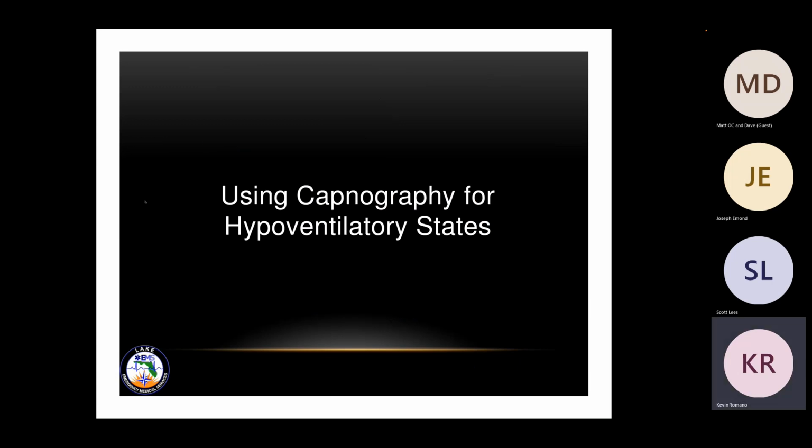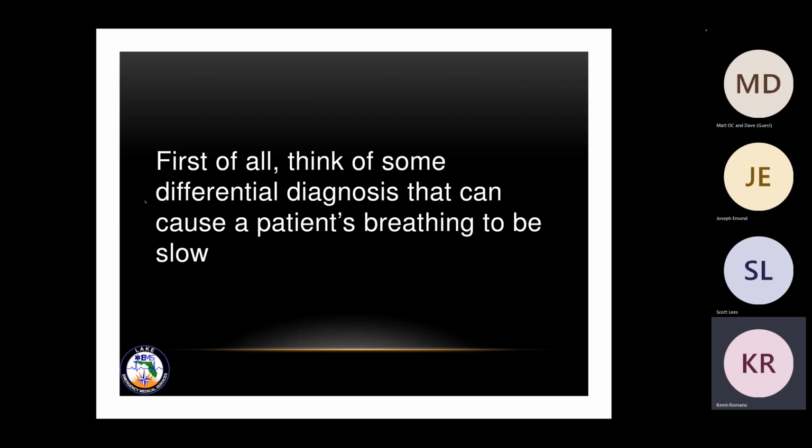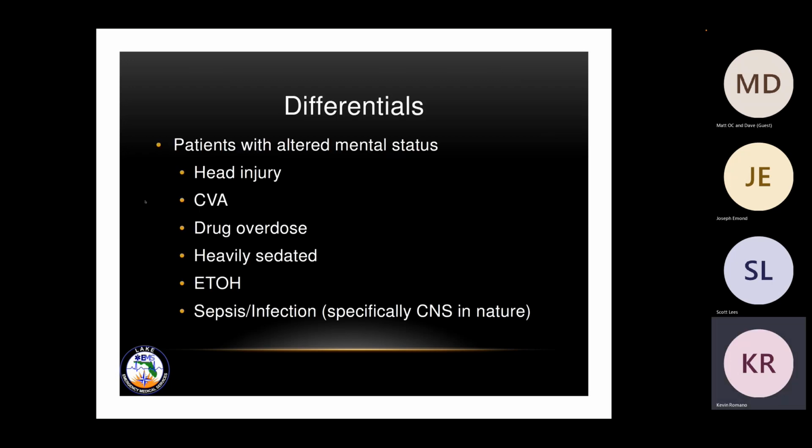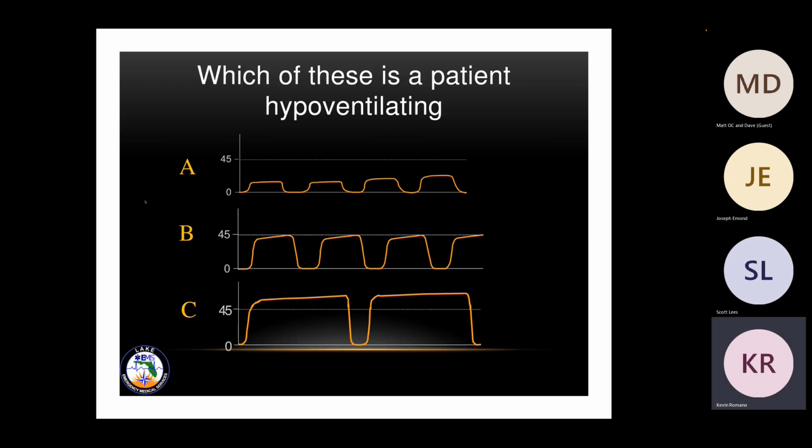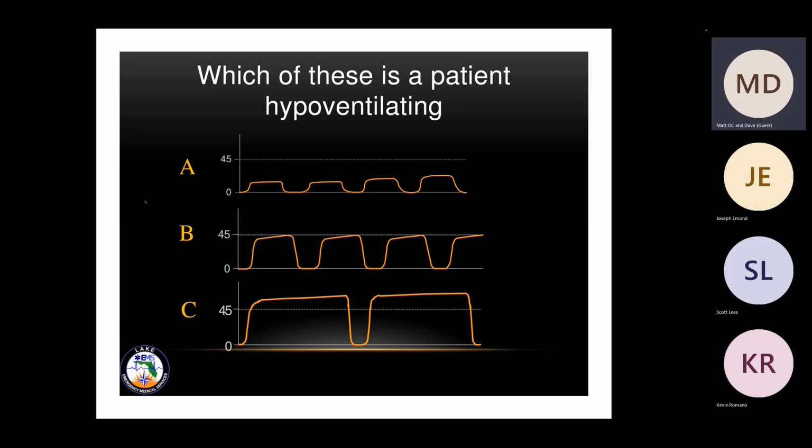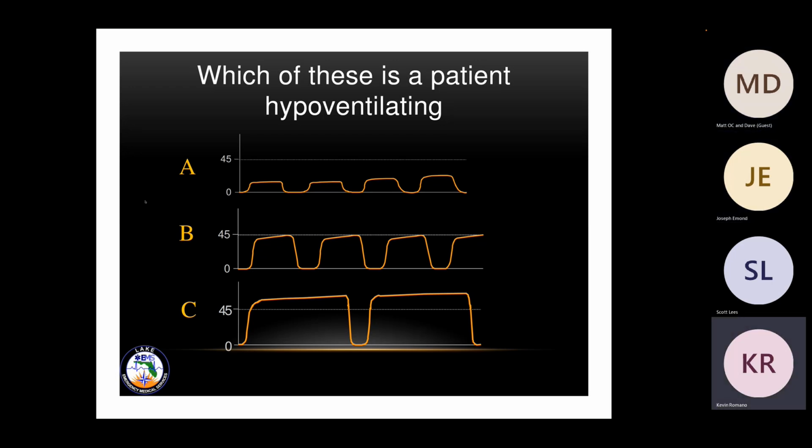All right, so how to use it for hypoventilatory states? First, think of some differential diagnoses that can cause a patient to breathe slow. Overdosing, narcotics, things like that. So which of these patients is hypoventilating? A, B, or C? What do you guys think? I think C. C, exactly.